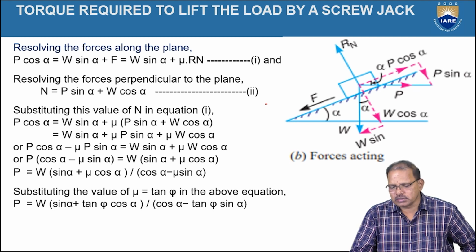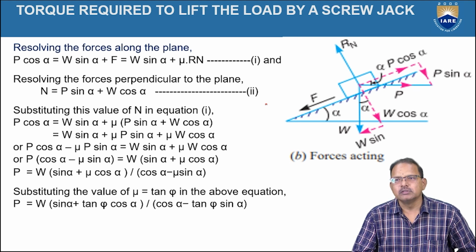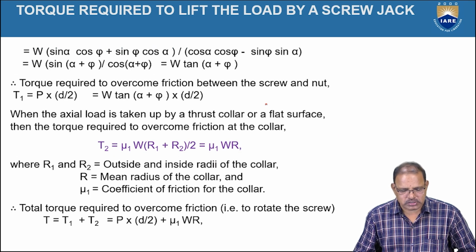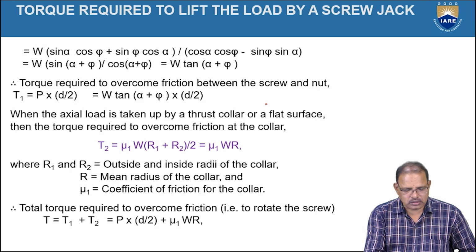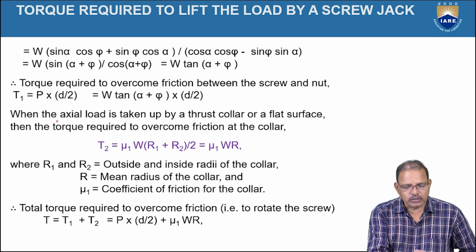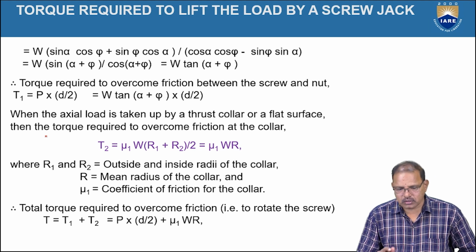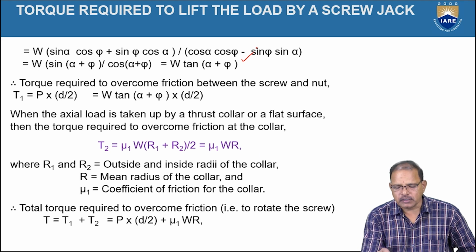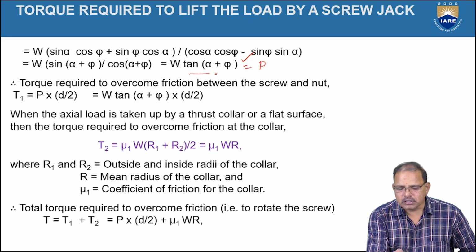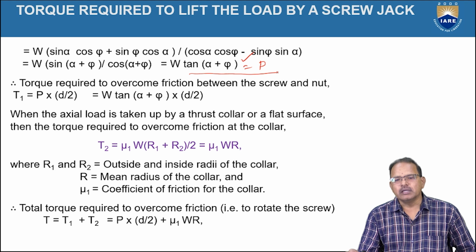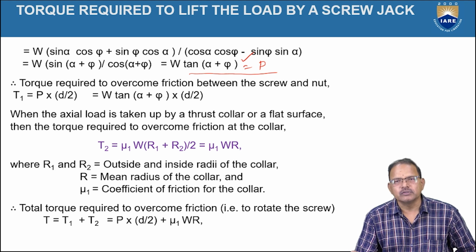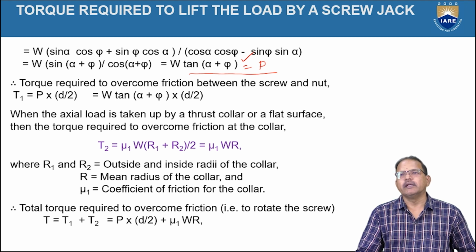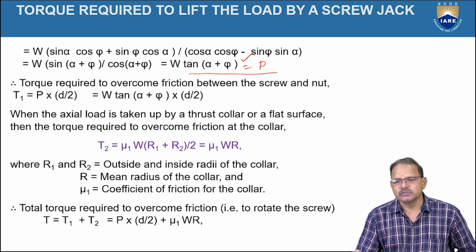So the minimum force that is required to raise the body is given by the equations now. It is given by P equal to W tan(alpha + phi). We have already completed these equations in inclined friction. That is, P is equal to W into tan(alpha + phi). But this P is applied at the end of the screw.